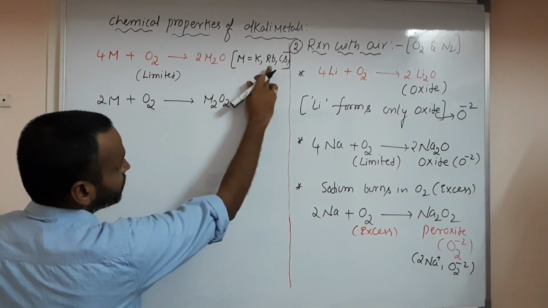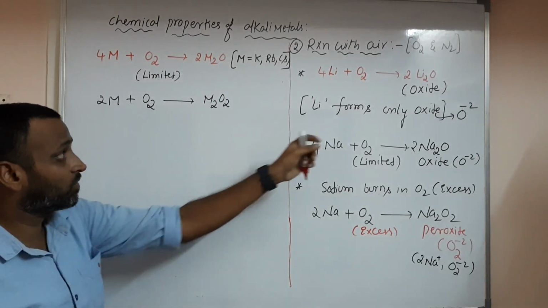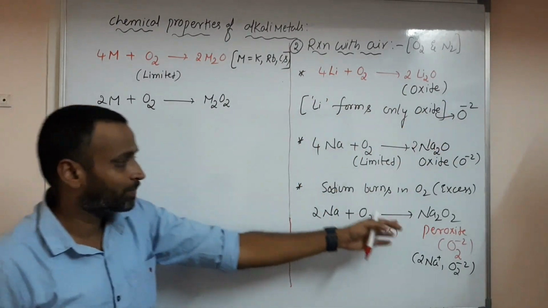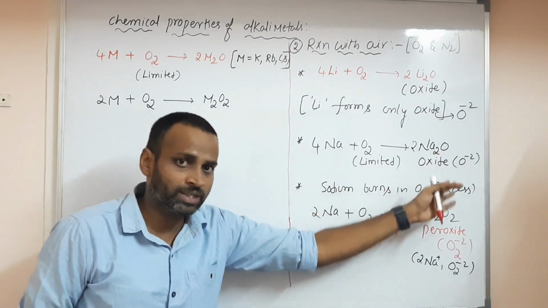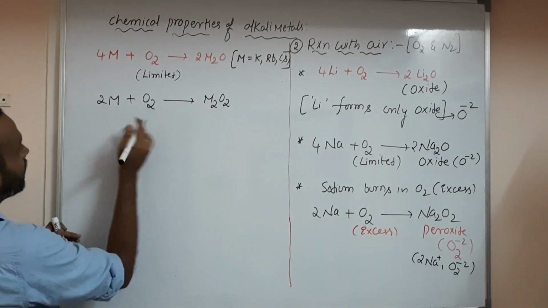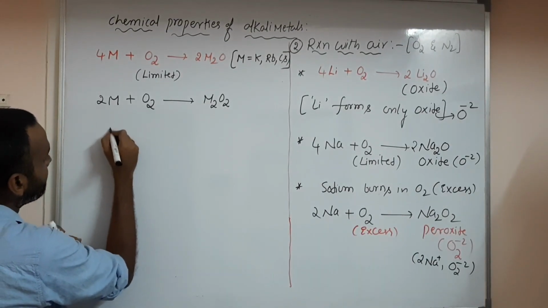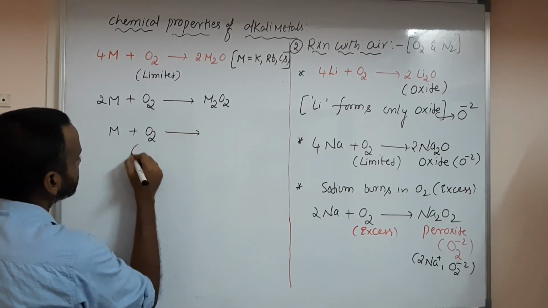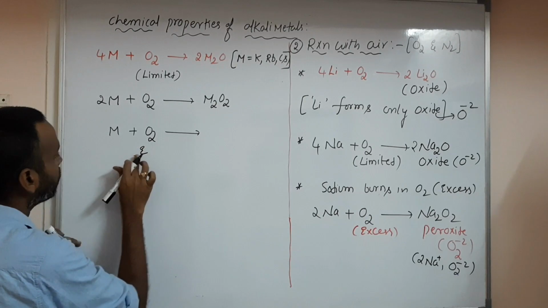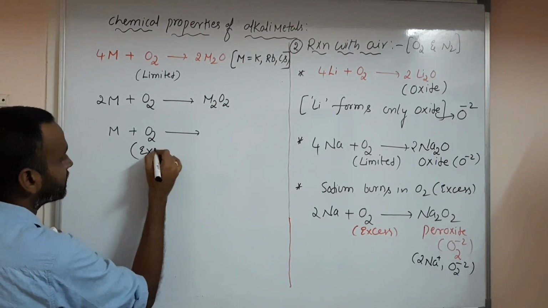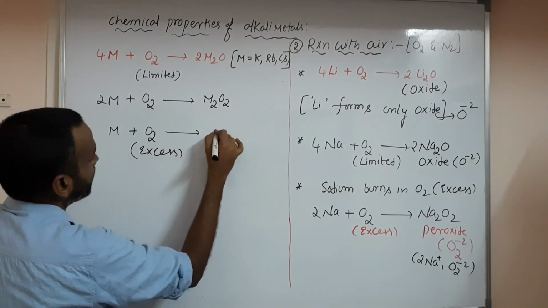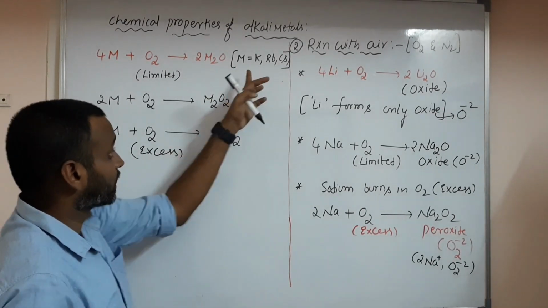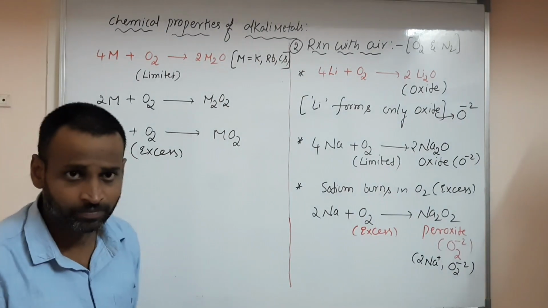M means what? Potassium, rubidium, cesium. But why am I not including lithium here? Because lithium forms only oxide. Sodium is written separately; sodium gives both oxide and peroxide. And now this M plus O2, you will get when oxygen is in excess, then you will get MO2. What is M here? I repeat, potassium, rubidium, cesium.